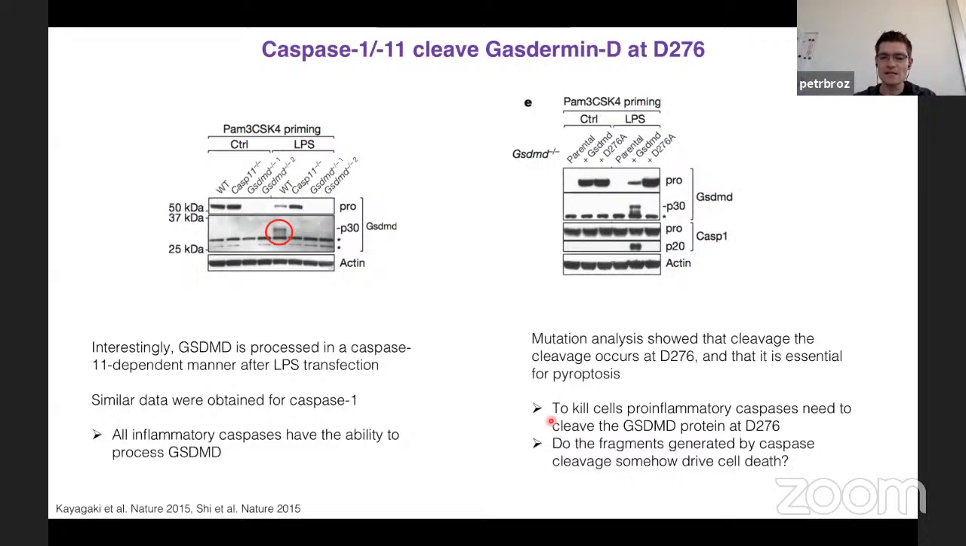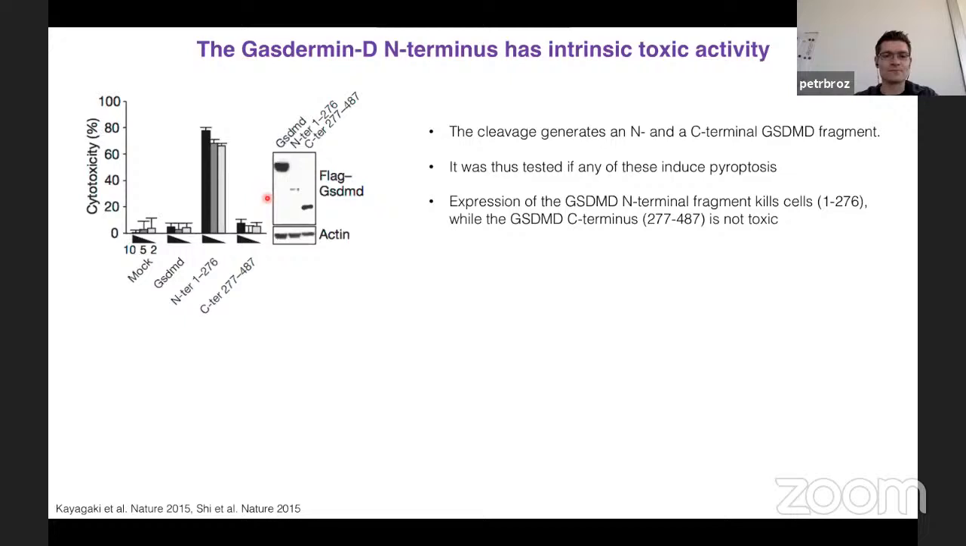So which of the fragments generated after caspase cleavage actually kills the cell? This was also addressed in those papers. When you take, I think in this case it was HeLa or HEK cells, and express full-length gasdermin D, you don't get any cell death. If you just express the N-terminus, so 1 to 276, cells die. And if you just express the C-terminus, the cells do not die. So this suggests that the killing activity of the protein is in this N-terminal fragment.